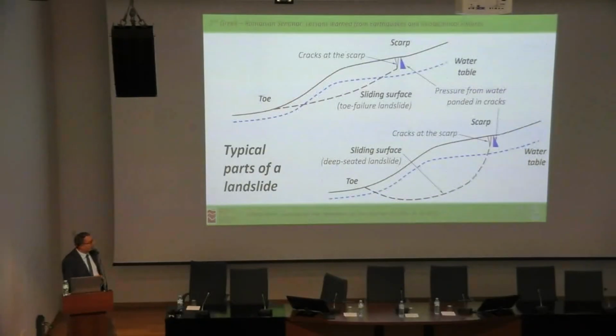They may be toe failure landslides, with the toe of the sliding surface coinciding practically with the toe of the slope, or they may be deep-seated landslides, where the toe of the sliding surface may be different from the toe of the slope, and they also have an inclined first part of the sliding face opposite to the inclination of the slope.